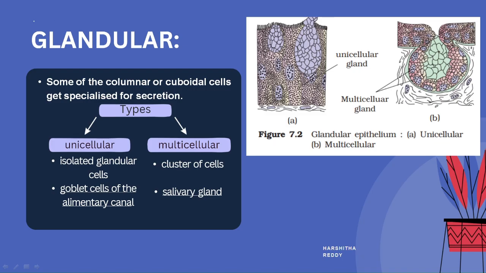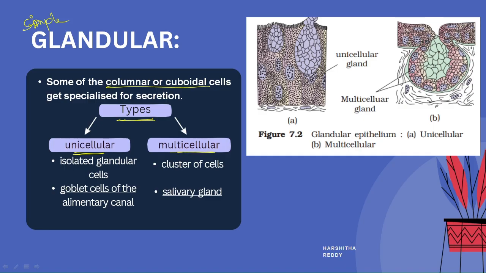This is glandular simple epithelium. This is the last type, that is glandular, where some of the columnar or cuboidal cells get specialized for secretions, like they secrete enzymes and hormones into the bloodstream, and those products stimulate the organs to function. The types of glandular epithelium are unicellular or multicellular.